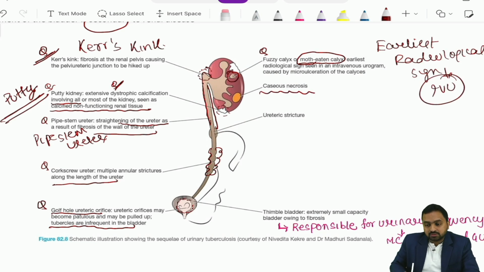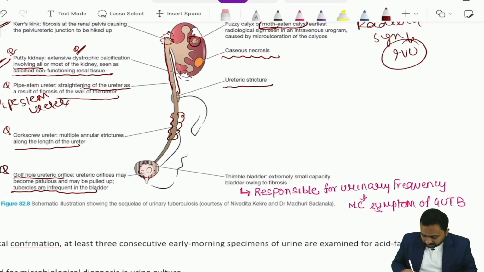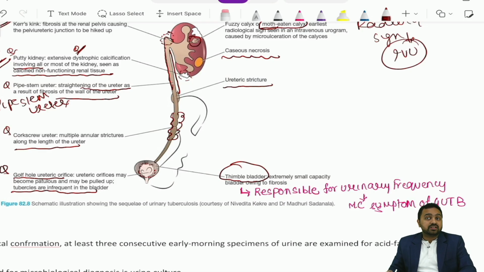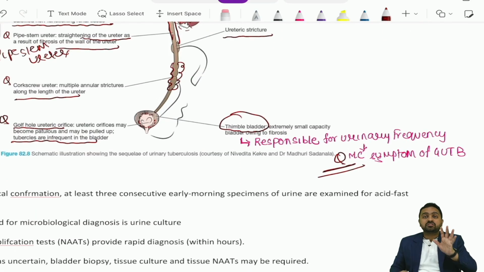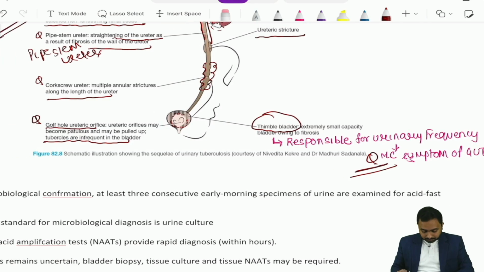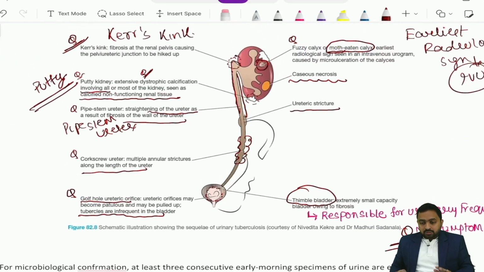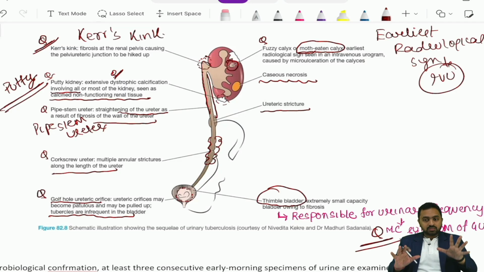Then your caseous necrosis, as we had discussed previously. Then you have your ureteric strictures, and then the secondary involvement of the bladder, which is your thimble bladder. Now, this is also responsible for your urinary frequency, which is actually the most common symptom of genitourinary tuberculosis. Now, please do remember these particular changes. Normally the questions are framed from this particular diagram itself. There have been incidents of putty kidney being asked with the image in almost consecutive sessions.